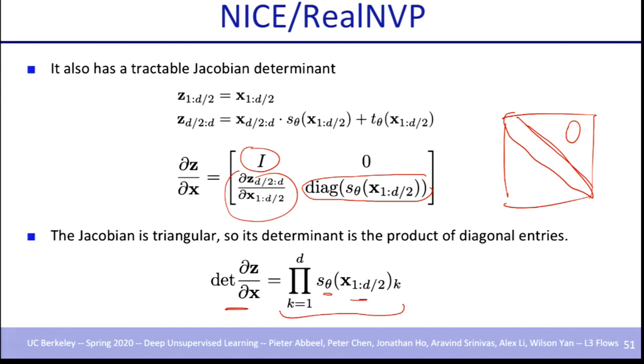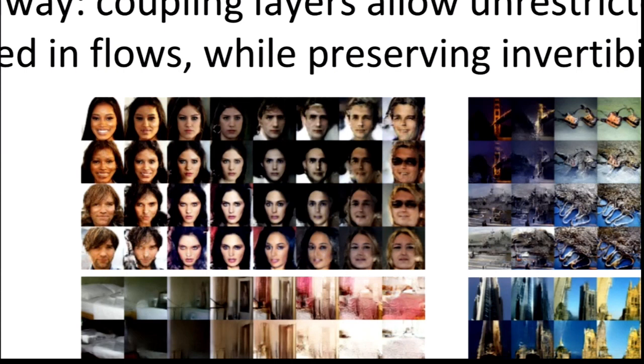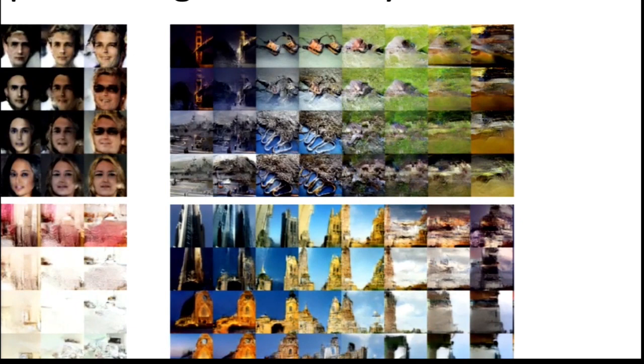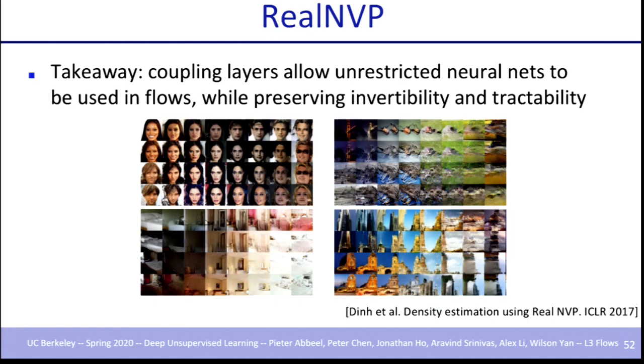Let's see what happens. So what we have here is, let's see if we can zoom in. Yes, we can, at least a little bit, samples from when we go the other way. You sample your z, you work your way back in the network to generate x's, and we see we actually get pretty reasonable samples of faces, pretty reasonable samples of outdoor scenes, more outdoor scenes, and bottom left here, I think, is the bedroom data set. This is from the Dinh et al. paper that introduced real NVP, and was the kind of big evidence that this might actually be quite feasible.